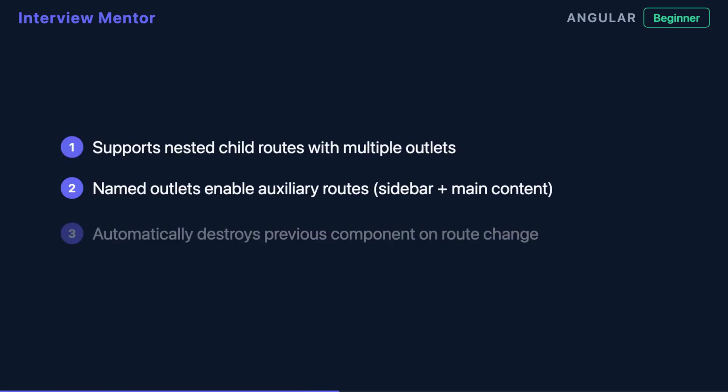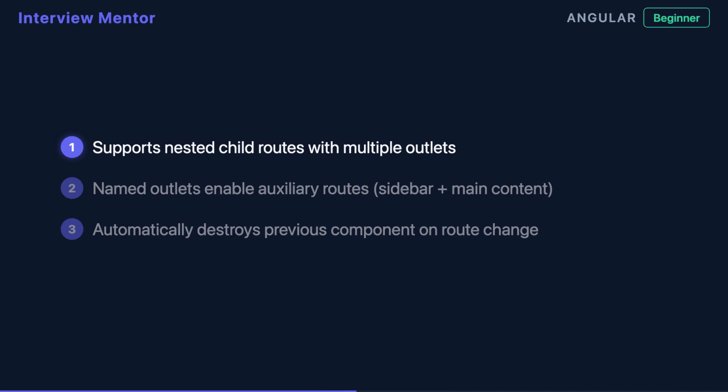RouterOutlet supports powerful features like nested routing for child routes, letting you have outlets within outlets for complex layouts. You can also use named outlets for auxiliary routes, displaying multiple independent views simultaneously like a sidebar and main content area.